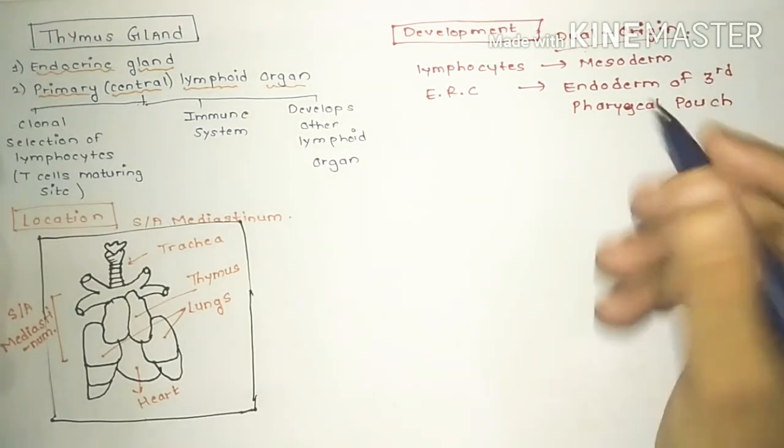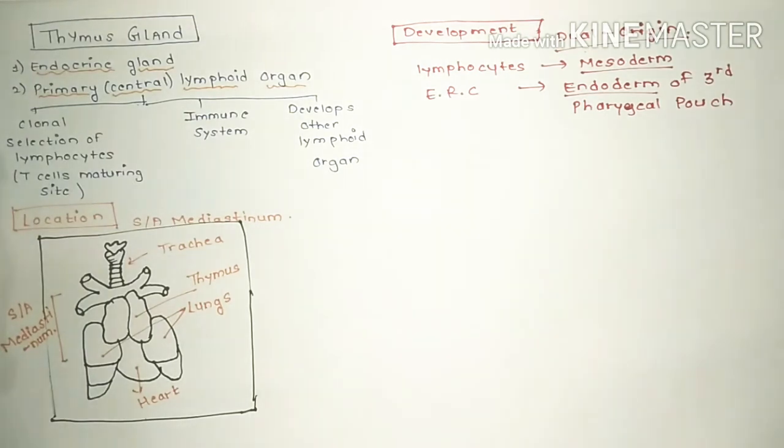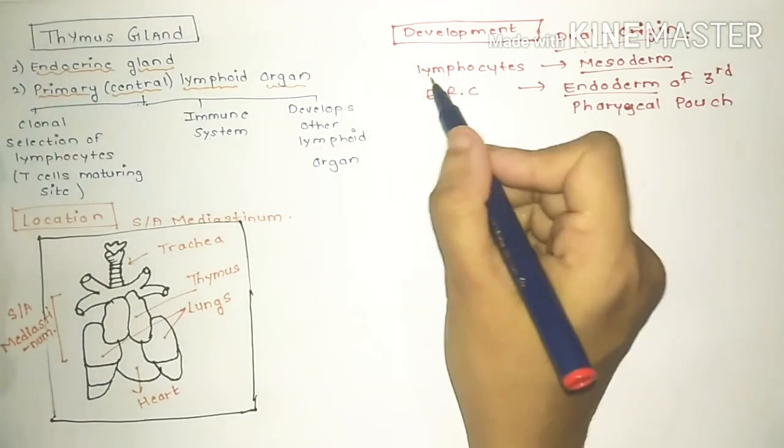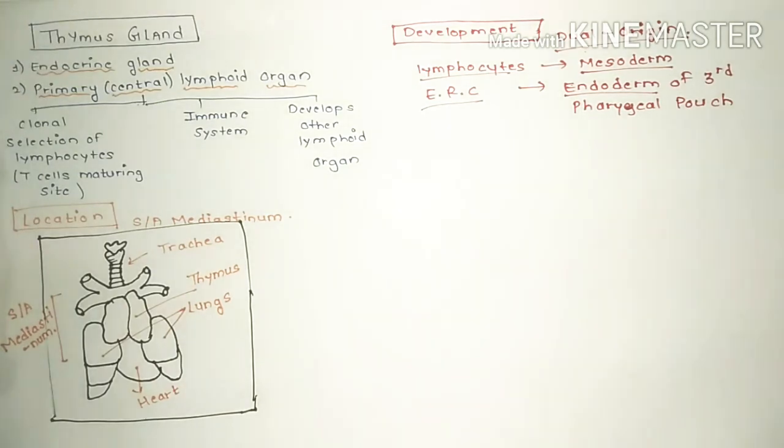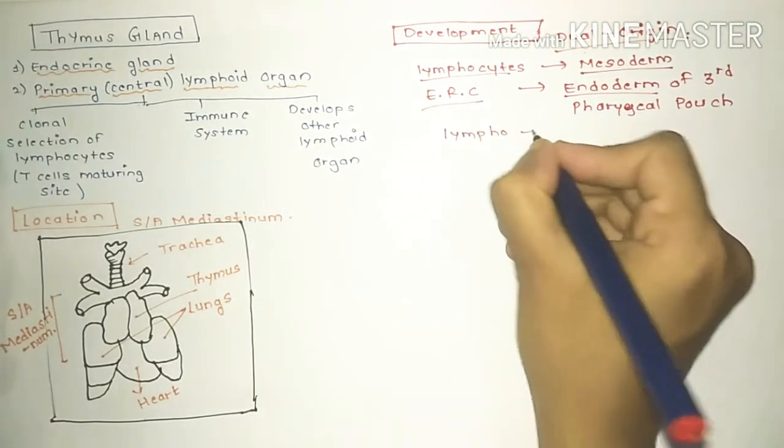So you can see there are 2 germ layers, one is mesoderm, another one is endoderm. So it is called a dual origin organ, and due to the presence of 2 cells, that is lymphocytes and epithelial reticular cells, it is known as a lymphoepithelial organ.